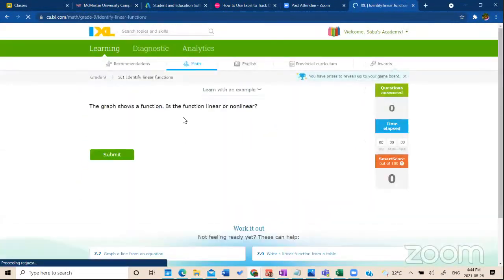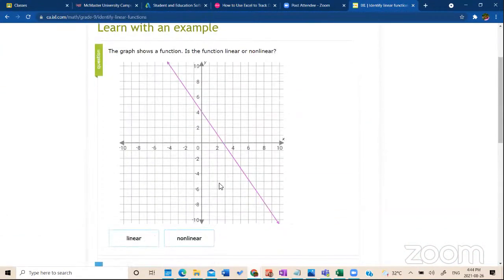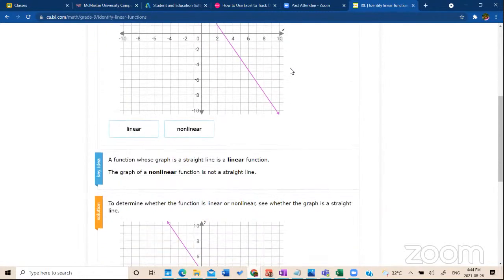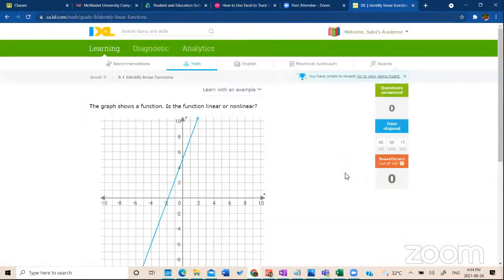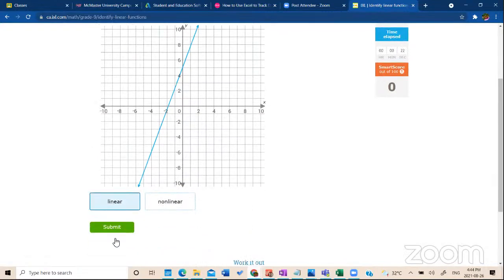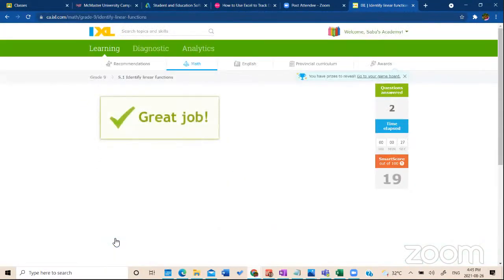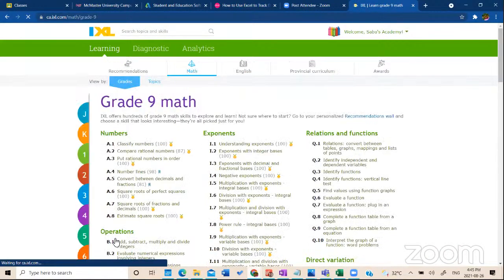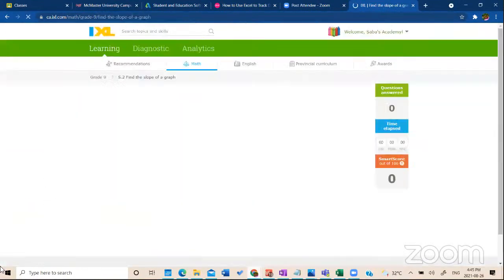Okay, this is an important topic. So the graph shows a function. Is the function linear or non-linear? A linear function is a graph which has a straight line, and a non-linear function is not a straight line. This is pretty simple, but let's just do 2 examples together. Is this linear? Yeah, it's linear because it's a line. How about this one? Non-linear. Okay, very good.